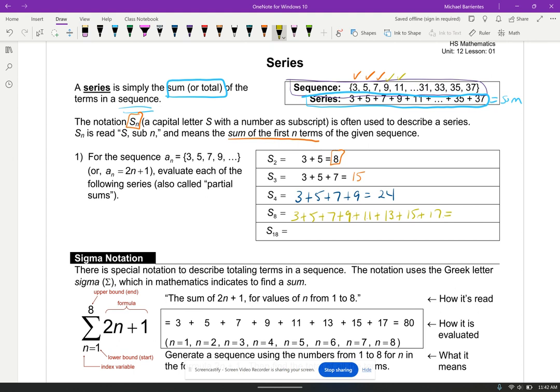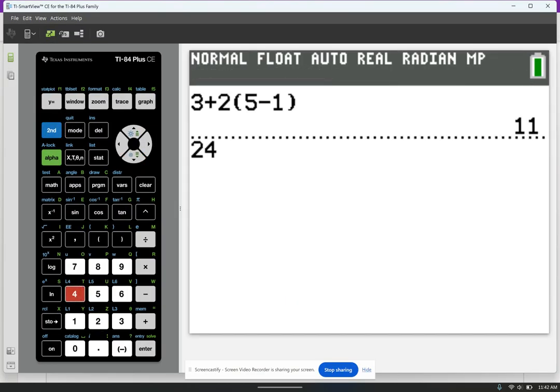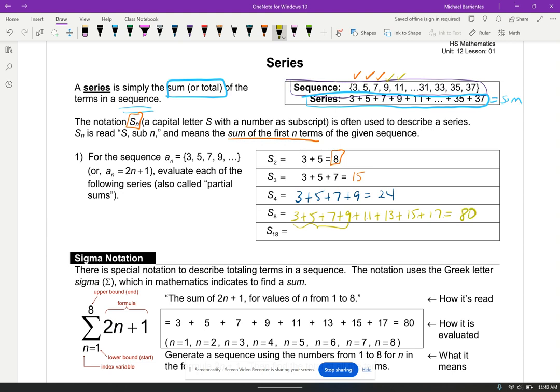And then I'm going to add all these together. Well, I already know that the first 3 equal 24. So then I'm just going to add 24 plus 13 plus 11 plus 15 plus 17, right? I'm going to use my calculator to do that. I'm not going to try to do it in my head. 24 plus the next number plus the next number plus the next number plus the next number. And if I do that, I get 80. So S sub 8, we call this the 8th partial sum. The 8th partial sum is 80.